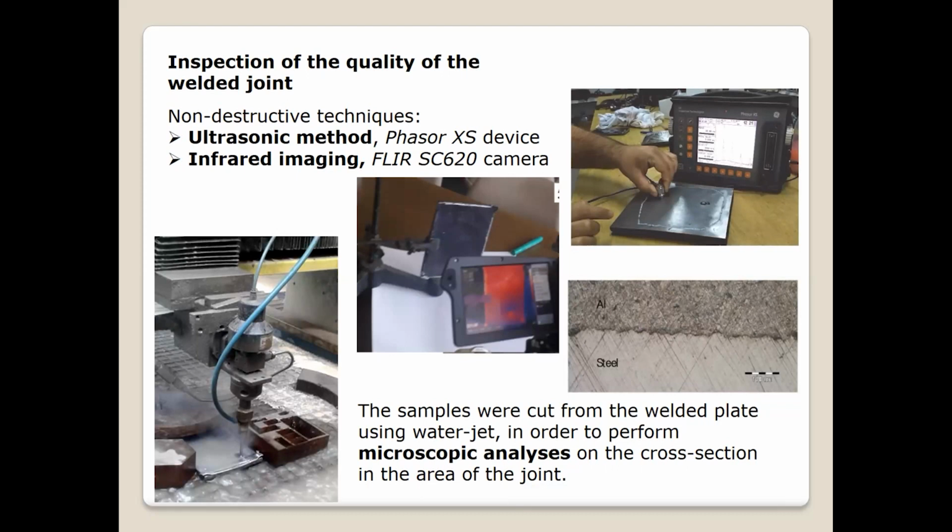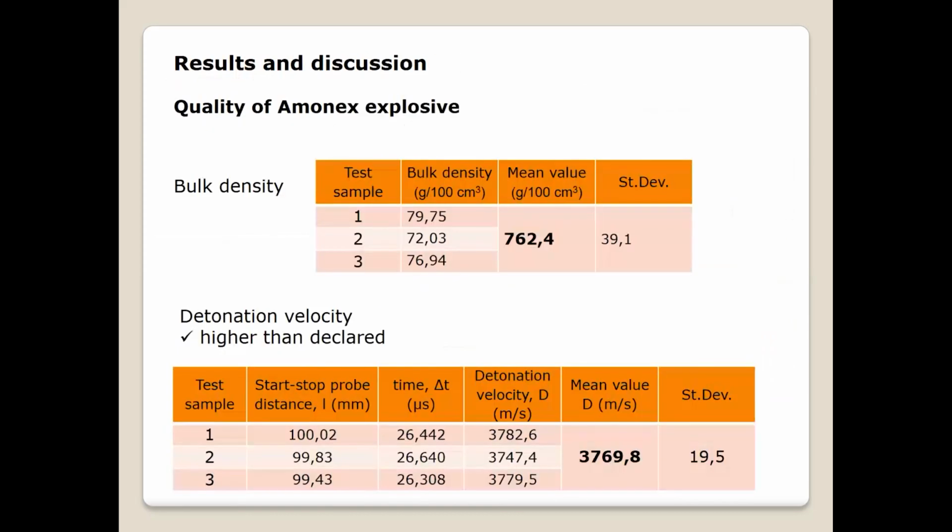of the welded joint. Of non-destructive techniques, we have done the ultrasonic method and infrared imaging. And afterwards, we have cut the samples from the welded plate to do the microscopic analysis on the cross-section of the welded joint. First, let us see the results of the Amonex explosive quality.